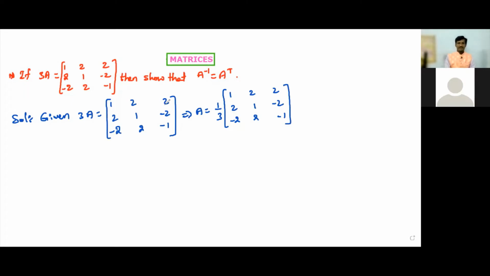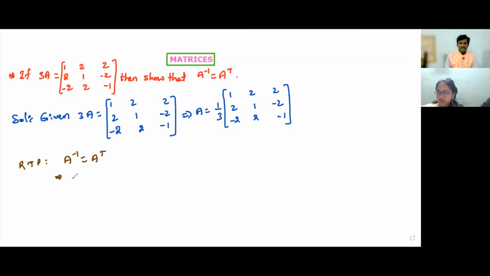After that, what we have to prove here? We are going to prove A inverse is equal to A transpose. This implies, multiplying by A on both sides, A into A inverse is equal to A into A transpose. We know that A into A inverse is equal to I. So I is equal to A into A transpose.